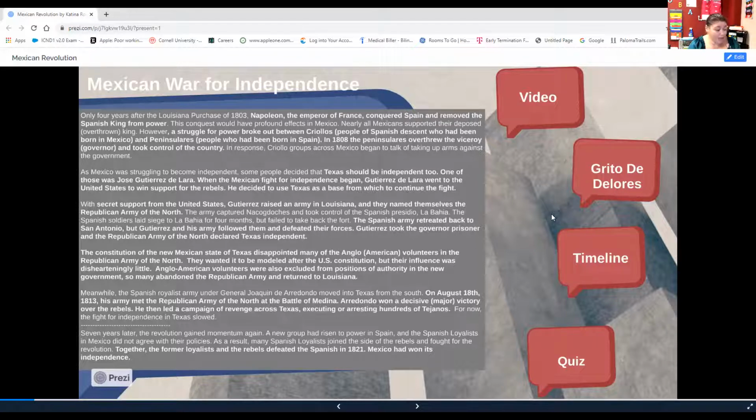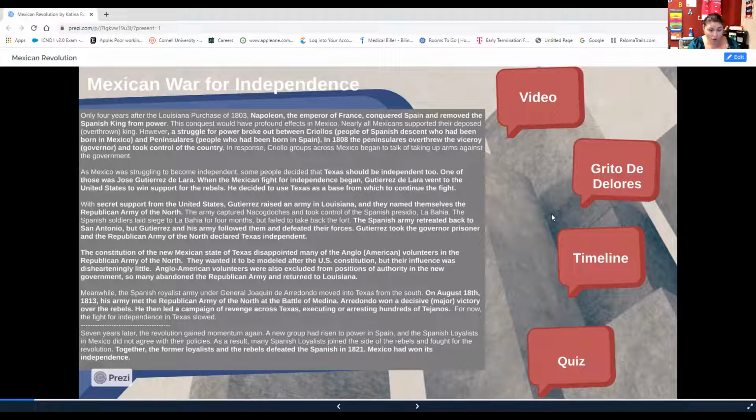Okay, 7 years later, the revolution gained momentum again. A new group had risen to power in Spain, and the Spanish loyalists in Mexico did not agree with their policies. As a result, many Spanish loyalists joined the side of the rebels and fought for the revolution. Together, the former loyalists and the rebels defeated the Spanish in 1821. Mexico had won its independence.